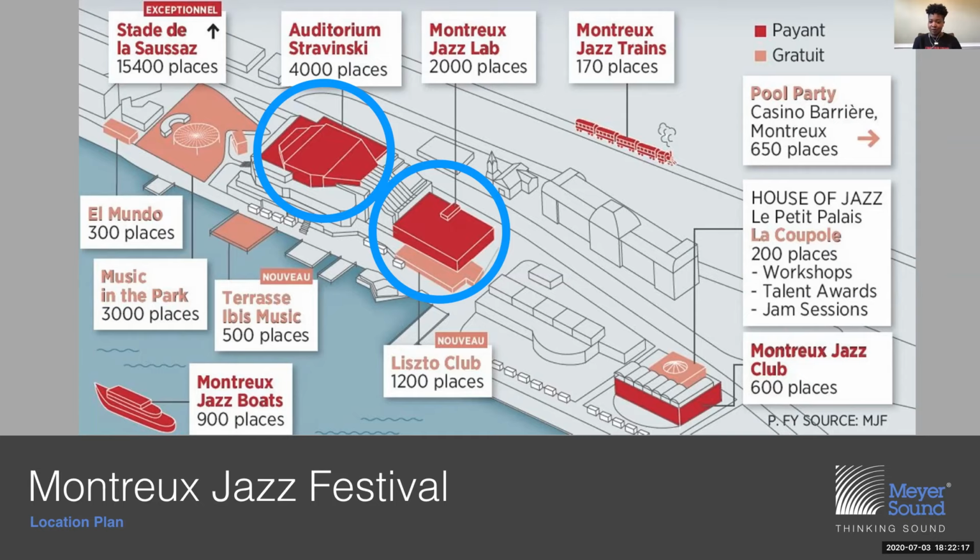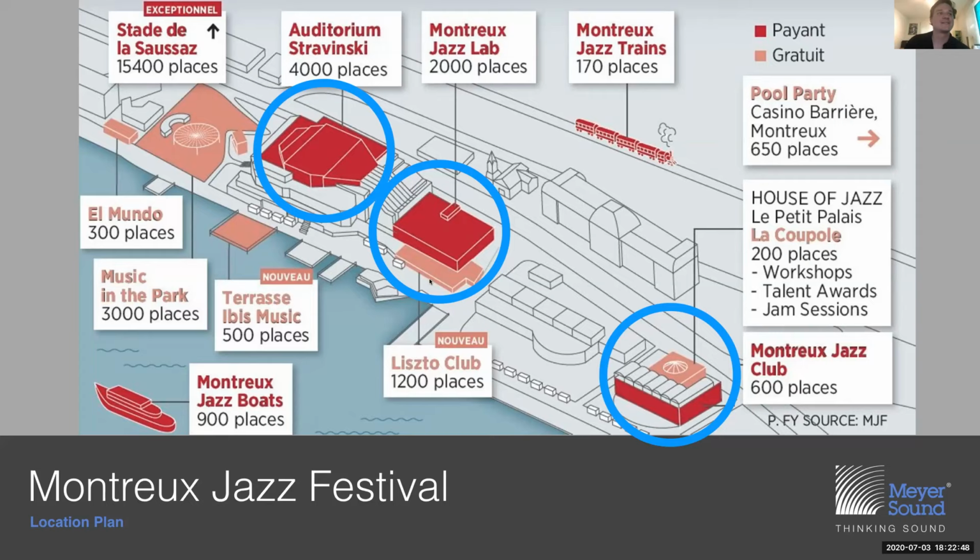Cool. Awesome. So the second venue is the Jazz Lab here. It's co-located in the building, so it's a different floor, it's just co-located. It's 2,000 people. And then the third main venue is the Jazz Club, which is meant as a jazz club. It's in a separate building, 600 seats. Now there's the Lisztomania Club, which runs all night, which probably had all these hip hop acts.